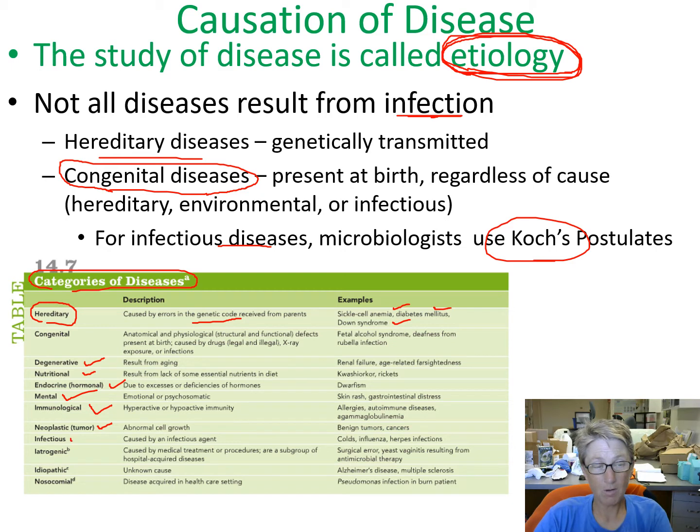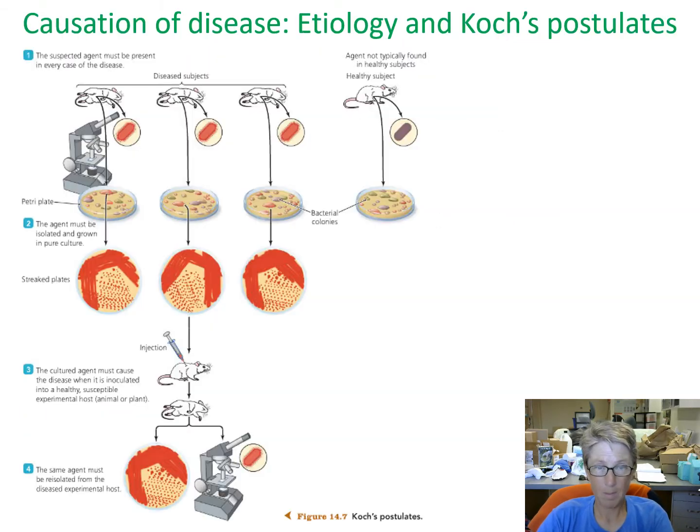Neoplastic category, infectious. Iatrogenic, this is interesting. Iatrogenic cause of disease is caused by medical treatment or a medical procedure. Idiopathic category means you don't know the cause of the disease that you have. And nosocomial is a disease acquired in a healthcare setting. And I don't think they use the term nosocomial anymore. They use hospital-acquired disease or syndrome. Hospital-acquired. I'm not sure, but nosocomial is the old term.